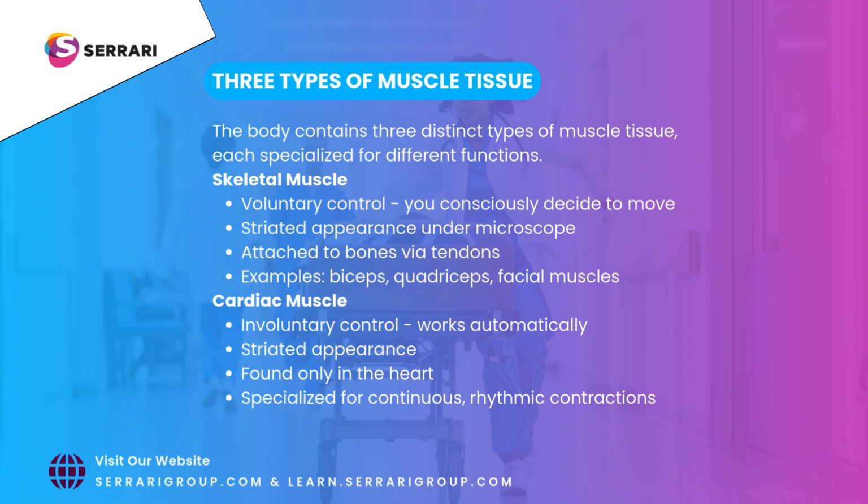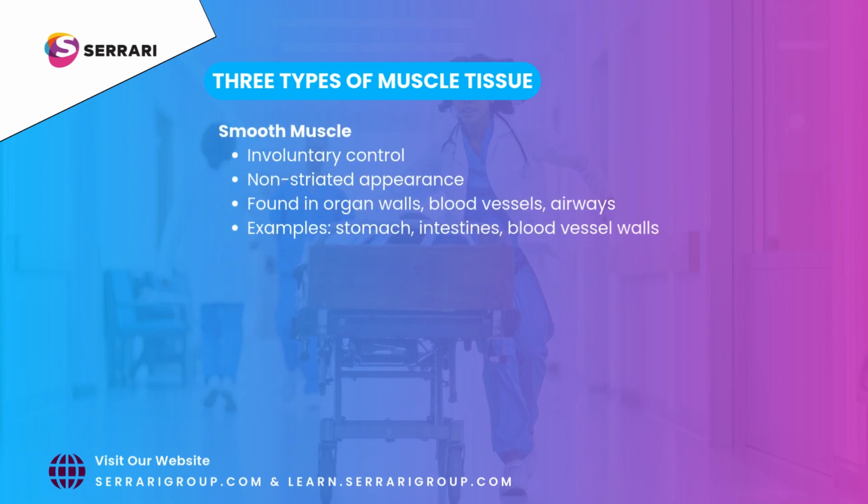Cardiac muscle: involuntary control, works automatically. Striated appearance. Found only in the heart. Specialized for continuous, rhythmic contractions. Smooth muscle: involuntary control, non-striated appearance. Found in organ walls, blood vessels, and airways. Examples: stomach, intestines, blood vessel walls.